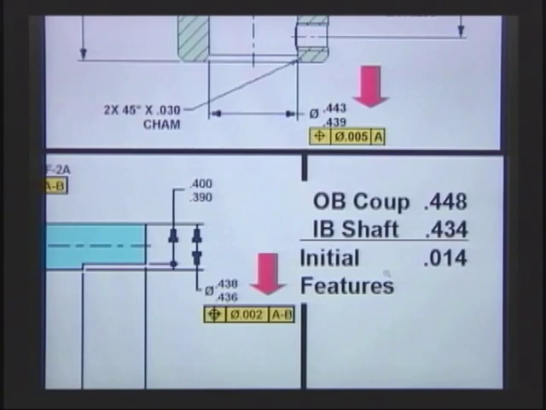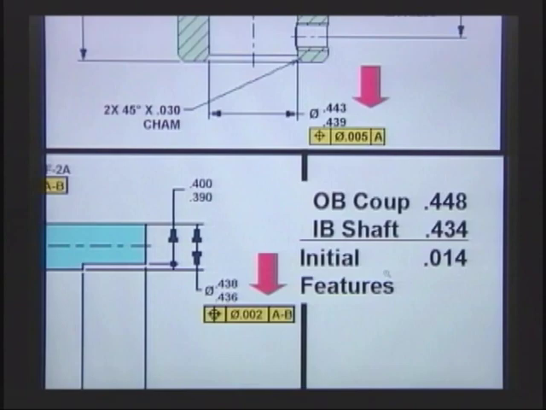Now we're going to take a look at the outer boundary of the coupling. The largest diameter you could ever have would be 443, and then it could be off position within 5. If it could be off position within 5, that's going to give us a 448. So the difference between the inner and outer boundary of the initial features is going to be 14 thousandths.